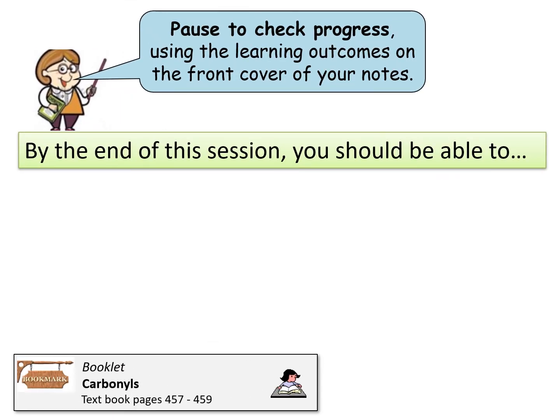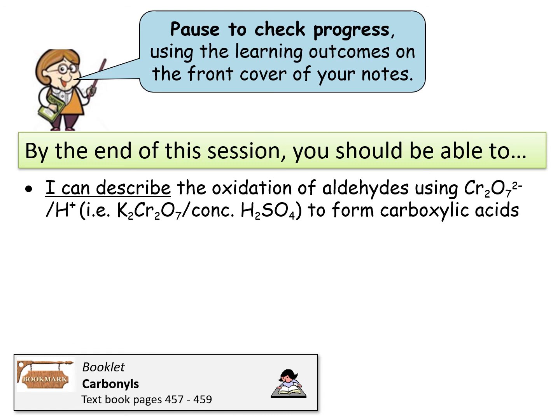Time now to pause to check your progress using the learning outcomes on the front cover of your notes. This PowerPoint, remember, was all about the reactions of carbonyl compounds. Well, the first reaction that we learnt about was just to do with the aldehyde. It was the oxidation of the aldehyde to form the carboxylic acid. Now, we didn't look at the detail of that reaction in this PowerPoint, but you do know that from previous stuff. So make sure you're happy that you can describe the oxidation of the aldehyde.